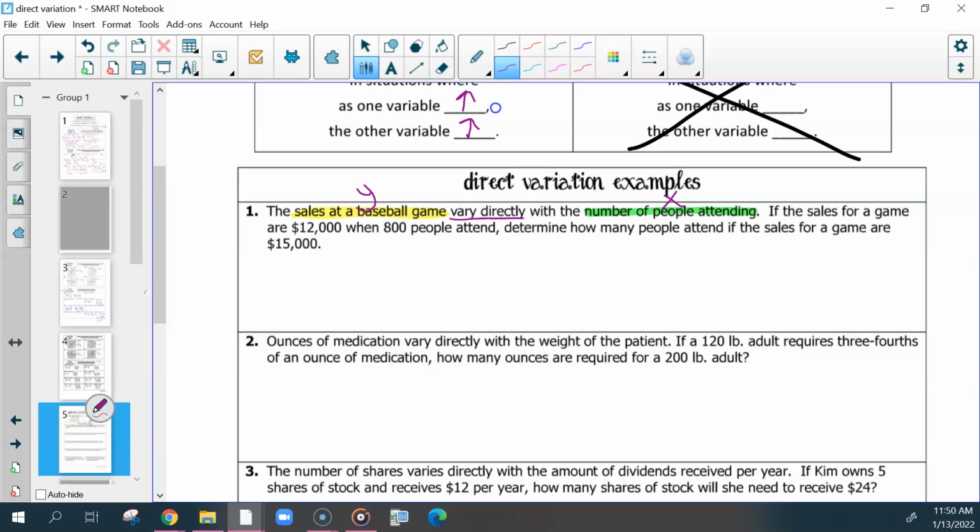So again, we can use either method, the proportions, or we find K, put it in the equation, and solve for the missing variable. We'll do one of each. In this case, if we're using the proportions, we know that it has to be Y over X. Our Y's are the sales, so that would be 12,000 over our X, which is the number of people, which is 800. And then it's going to equal, in the second part, we don't know how many people, so that's going to be our X. But we do know the sales were 15,000.